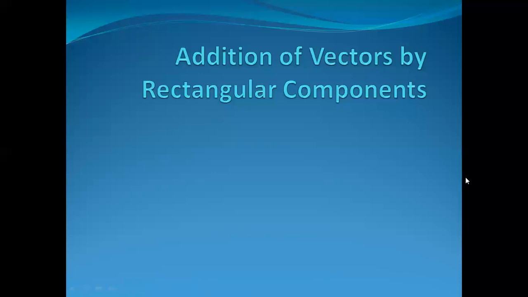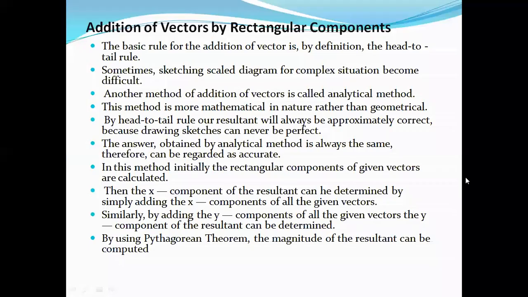First of all, let me define a vector. A vector is that quantity which has magnitude as well as direction. Now students, the basic rule of addition of vector is by definition the head to tail rule, in which the head of one vector ends, the tail of the second vector will start from that point. And by doing this we'll get a resultant vector, which is the vector from the head of the last vector to the tail of the first vector.